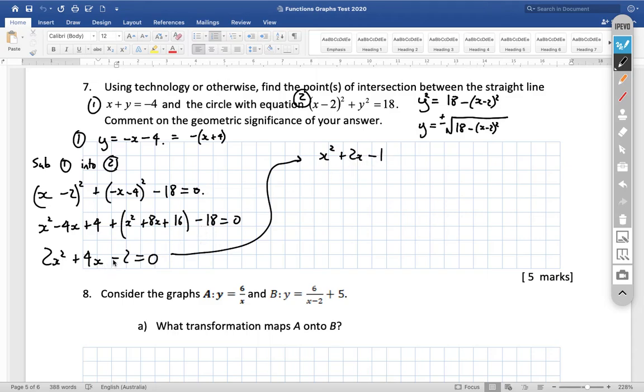Why am I doing minus 1? It's plus, isn't it? 20 minus 18, that's plus 2, sorry. So that's a plus 2, that's a plus 1, it equals 0.